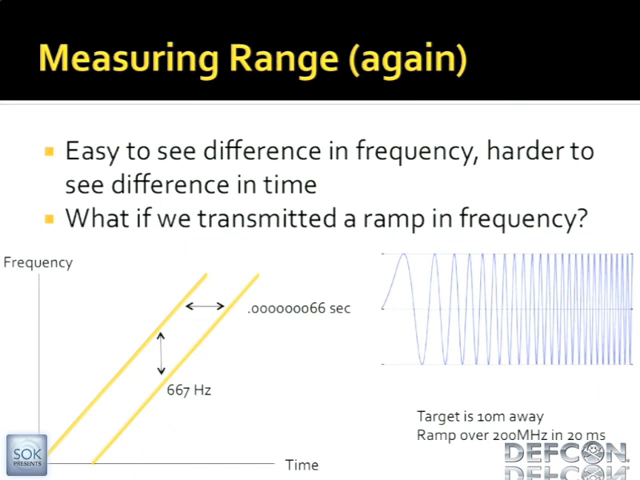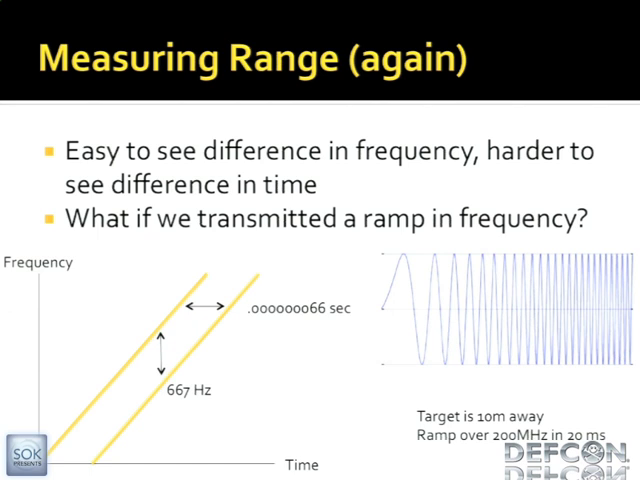And it's harder to see a difference in time just because we can't sample that fast, or it's expensive to sample that fast. So what if we took the frequency that we're transmitting, that we have plotted here, and we just ramp it? So what that means is it's going to be a tone that looks sort of like this. This is called a chirp. And what's happening is, it starts out at a low frequency and it just gets faster and faster and faster, and then it's done. And then it restarts or goes back down or something.